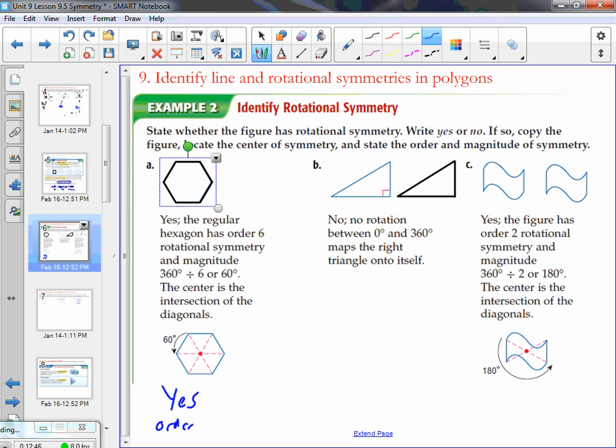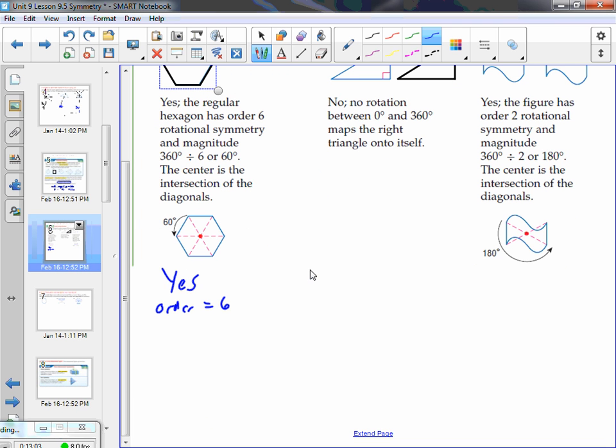The order is 6. Now, how many degrees at a time was I turning it then? Order times magnitude equals 360. So 6 times what equals 360? Yeah, 60. And the magnitude equals 60.